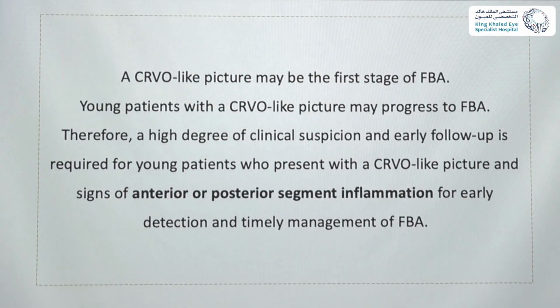So a CRVO-like picture may be the first stage of frosted branch angiitis. Young patients with a CRVO-like picture may progress to frosted branch angiitis. Therefore, a high degree of clinical suspicion and early follow-up is required for young patients who present with a CRVO-like picture and signs of anterior or posterior segment inflammation, for early detection and timely management of frosted branch angiitis.